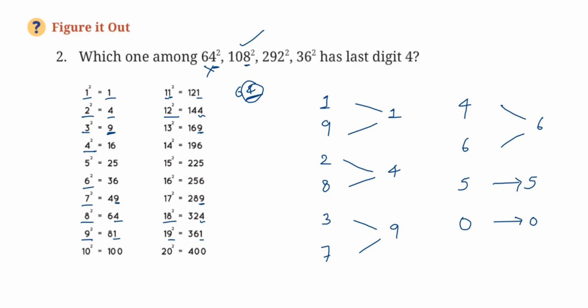Next we have 292. We have 2 here. What is 2 squared? It is 4. This means 292 squared's last digit will be 4. Next we have 36 squared. What is 6 squared? 6 squared is 36. We have 6 as the last digit. Therefore 36 is not the number. Out of these 4 numbers, only 2 numbers will have a last digit 4 when we find the square. So 108 and 292 is the answer.